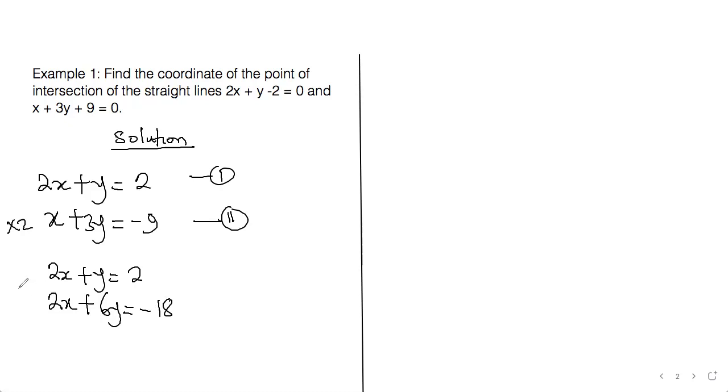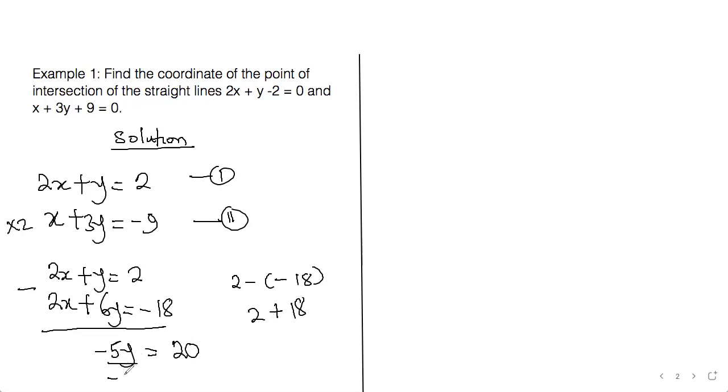I subtract. When I subtract equation 2 from equation 1, this part becomes 0. Then I have y minus 6y. So y minus 6y will give me minus 5y equals 2 minus 18, which will give me 20. 2 minus 18: minus times minus will give me plus, 2 plus 18, and that gives me 20.